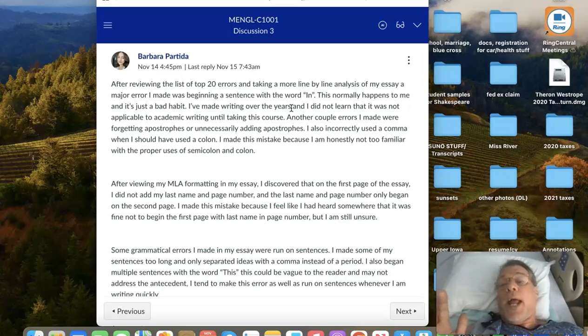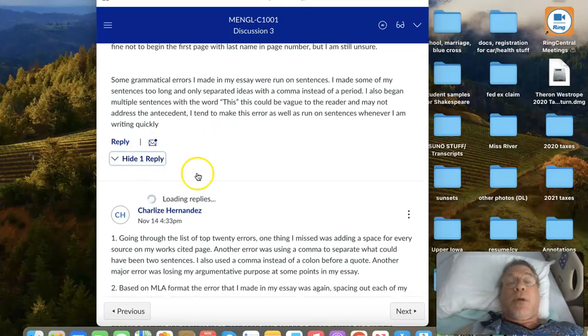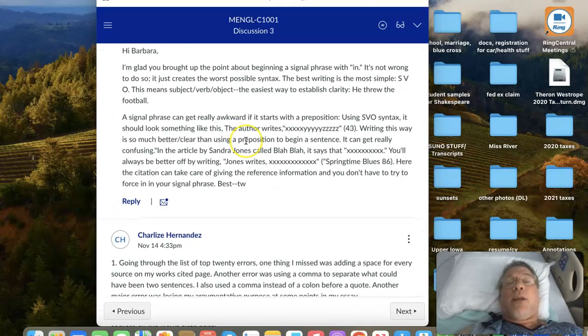Now, is it wrong grammatically? No, of course not. Is it wrong stylistically? It is. So I just want to share with you what I wrote to Barbara. And it'll pop up here in a second. And I said, hey, Barbara, I'm glad you brought up the point about beginning a signal phrase with in. It's not wrong. It just creates the worst possible syntax. And syntax is word order. That's all it is, right?